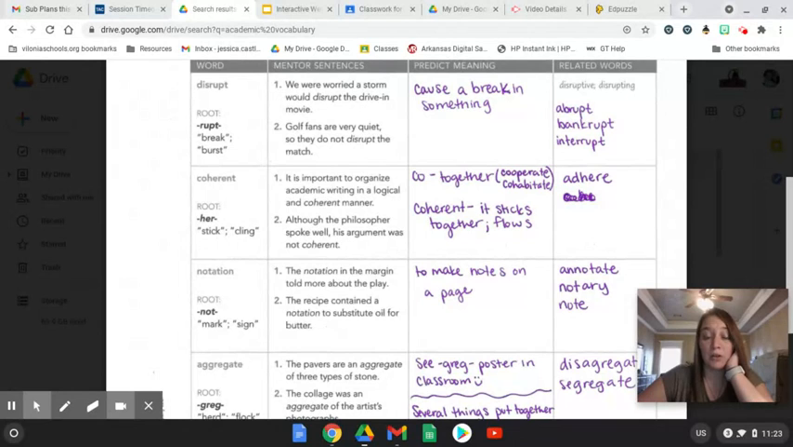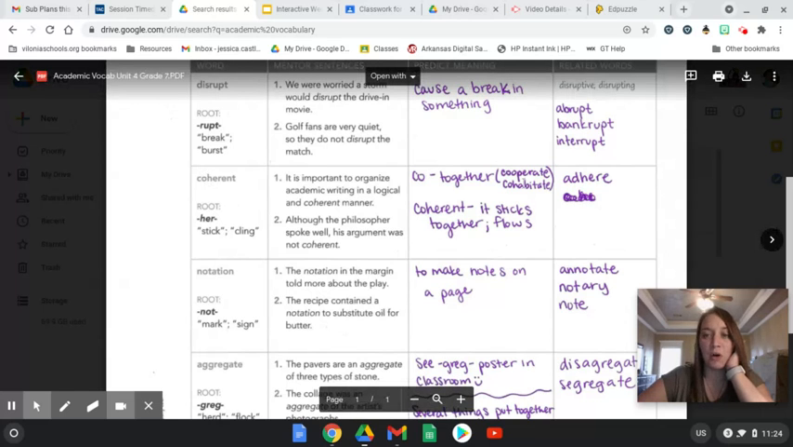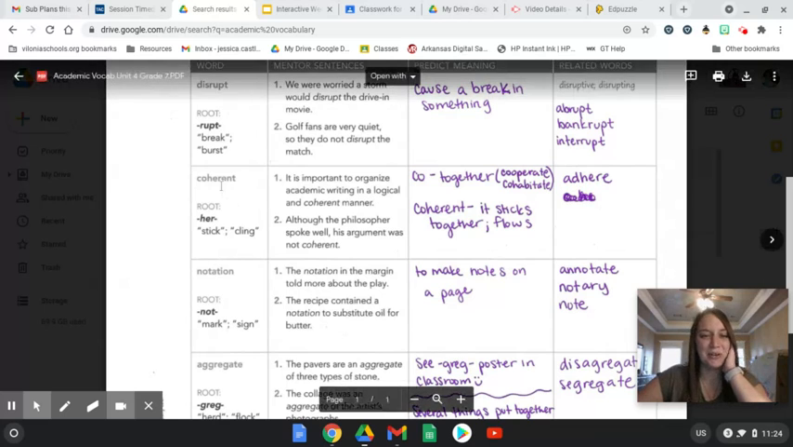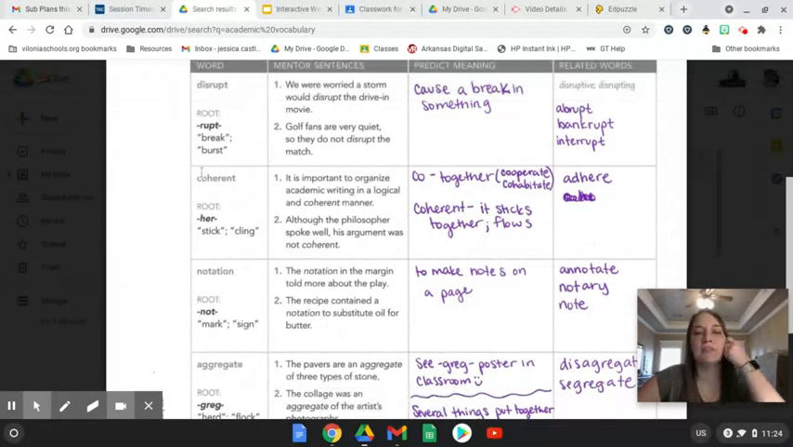So, my first thing I did is I was like, oh, it has the prefix co, which means together, as in cooperate, to operate or work together. Cohabitate. To habitate means to live somewhere. So cohabitate is to live together. I thought of co-founders of a company means two people founded the company together. So that makes me figure out that coherent means to stick together.